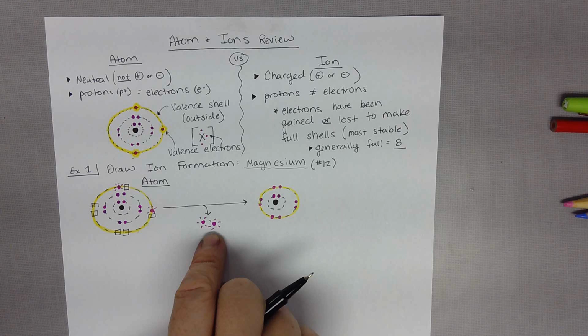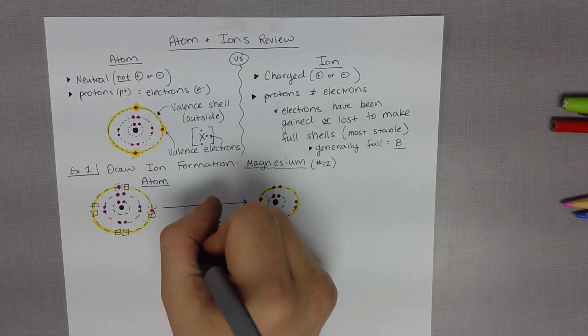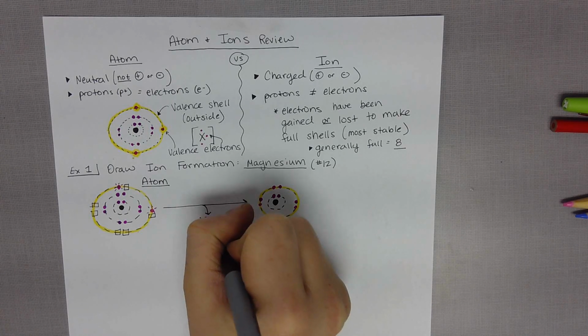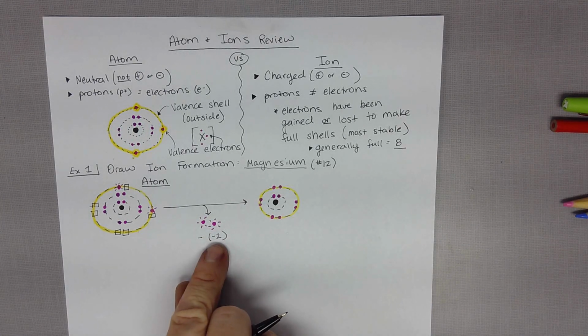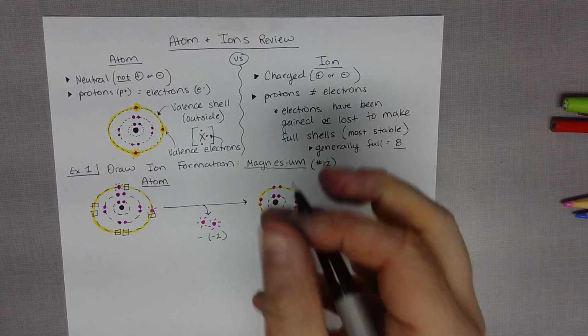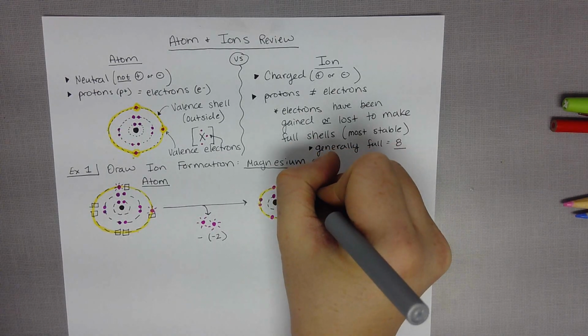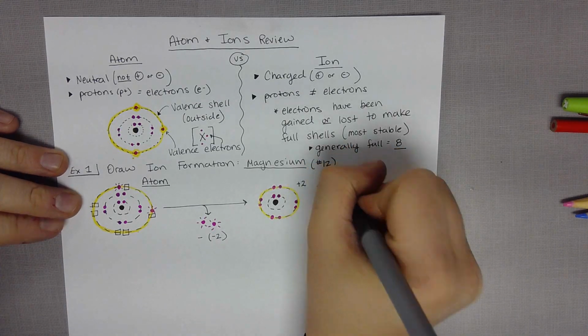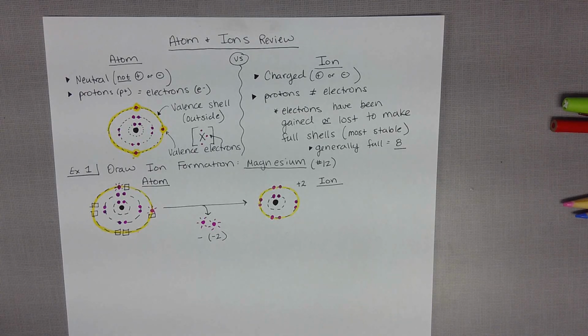Because I lost 2 negative particles, when you take away negative electrons, what you're doing is taking away negative 2 charges. Minus minus 2 cancels out. I am going to form a +2 ion.